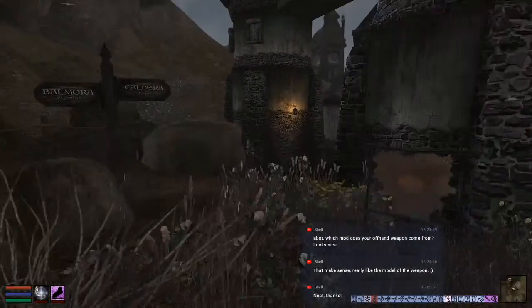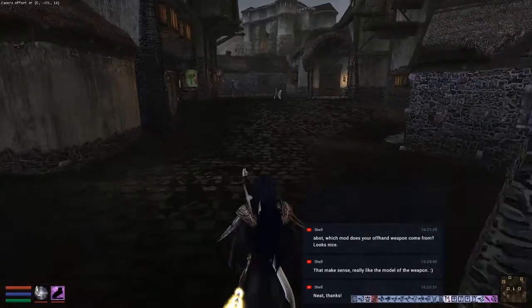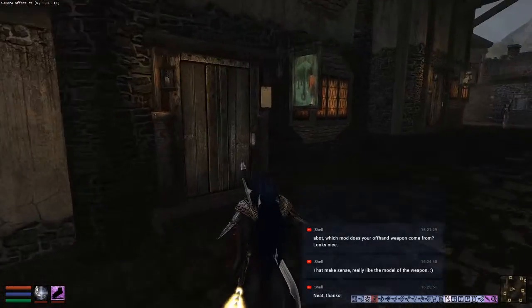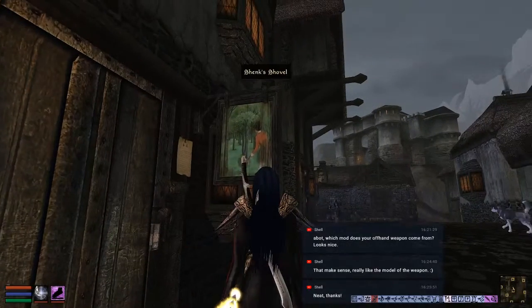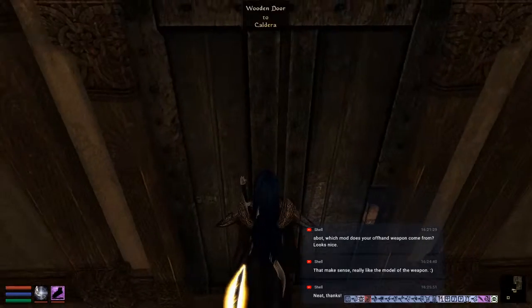I'm also trying a new mod which is making vendors much harder to barter with, so that would be interesting. Oh, let me check this thing.